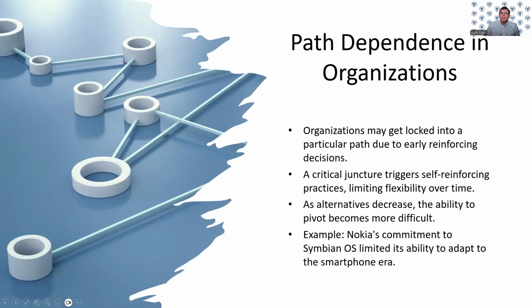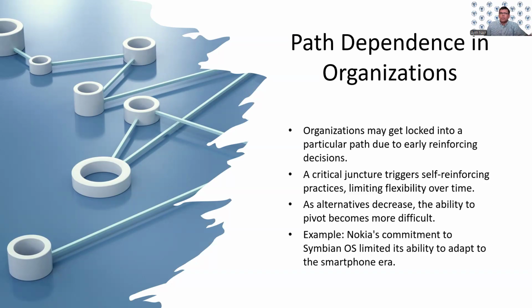So that leads to path dependence in organizations. It's a phenomenon where early decisions shape future possibilities, making it increasingly difficult for organizations to pivot. Over time, these self-reinforcing practices narrow down the available alternatives, reducing the flexibility. And in path dependence, decisions based on short-term advantages without considering long-term consequences create pitfalls. Because once a particular direction is chosen, reinforcing mechanisms make it difficult to change.